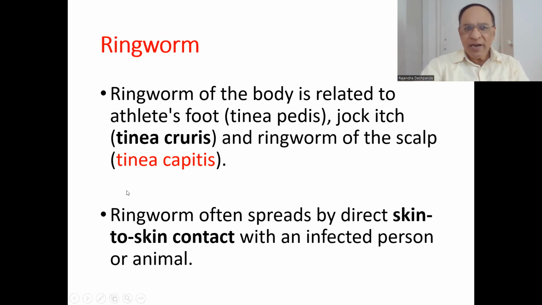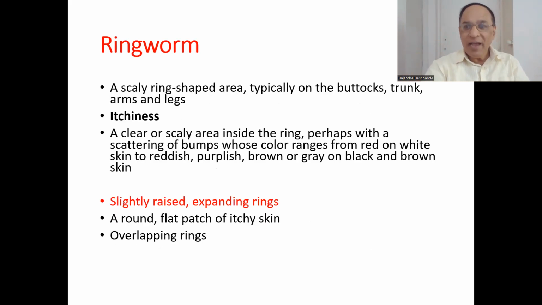Next, ringworm of the body is related to the athlete's foot, that is Tinea pedis. Jock itch, Tinea cruris. Ringworm of the scalp, Tinea capitis. Ringworm often spreads by direct skin-to-skin contact with an infected person or even an infected animal. A scaly, ring-shaped area typically on the buttocks, trunk, arms, and legs. Most common is itching, pruritus, a clear or scaly area inside the ring, perhaps with a scattering of bumps whose color differs from red on white skin to reddish, purplish, brown, gray, any color on black and brown skin. So there is a difference. Slightly raised, expanding rings, a round, flat, patchy area of itchy skin and overlapping rings.